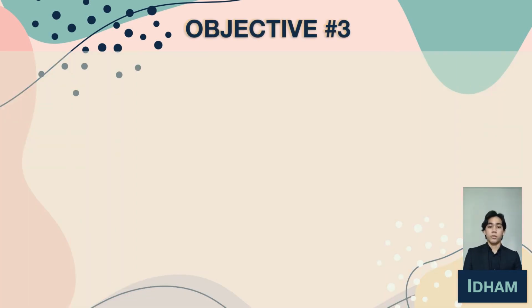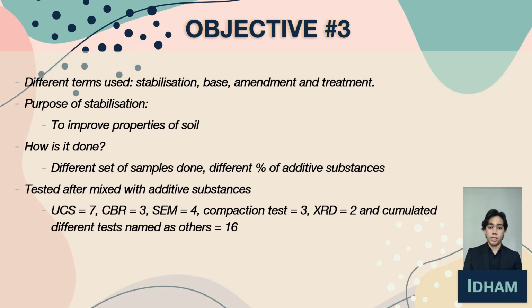Now we'll proceed to objective number 3. There are 11 articles assigned specifically for this objective, and the findings are there are different terms used for stabilization. They substituted the word stabilization with base, amendment, and treatment. All in all, they all mean the same thing.